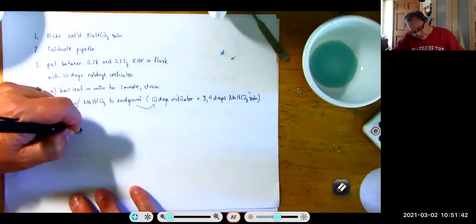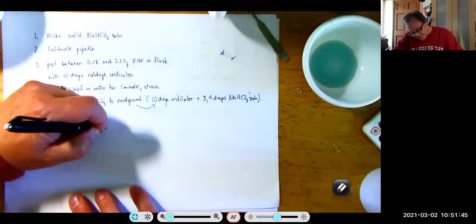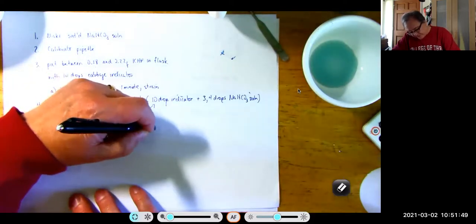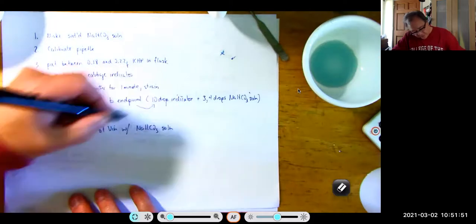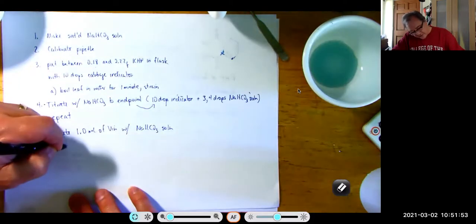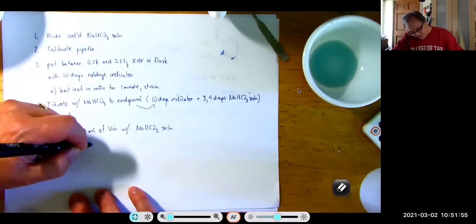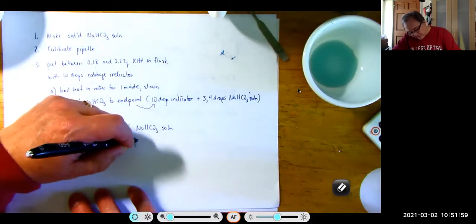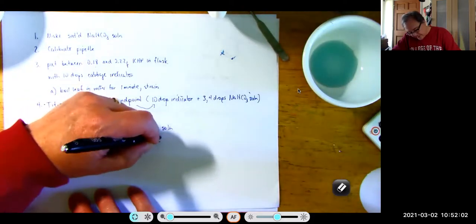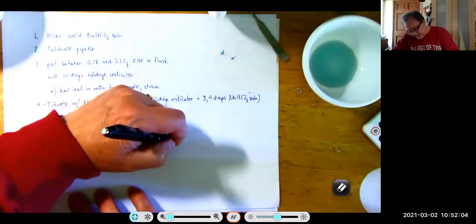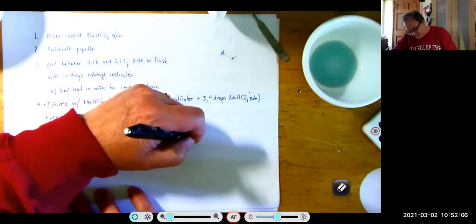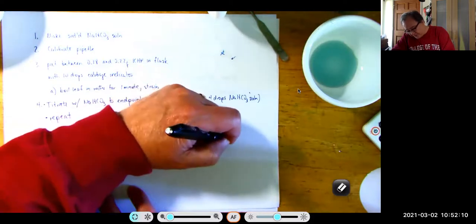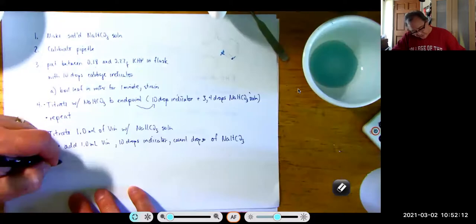1.0 milliliter of vinegar with the sodium bicarbonate solution. And of course, what you're going to do is add 1 ml of vinegar, 10 drops of indicator, and count the drops of sodium bicarbonate solution to reach the endpoint.